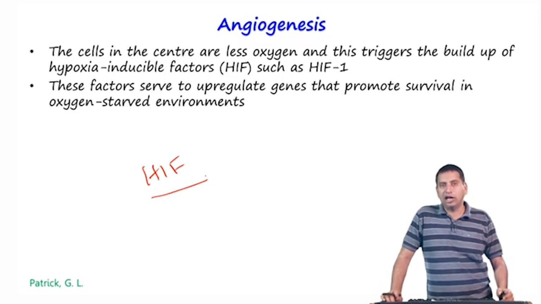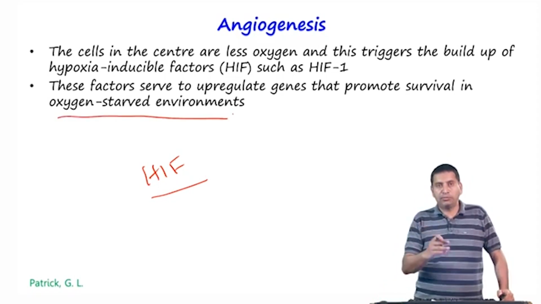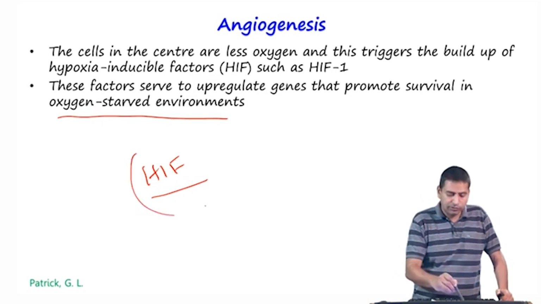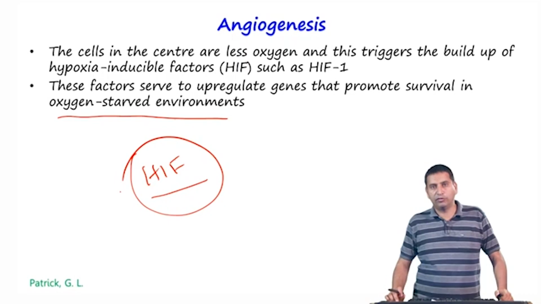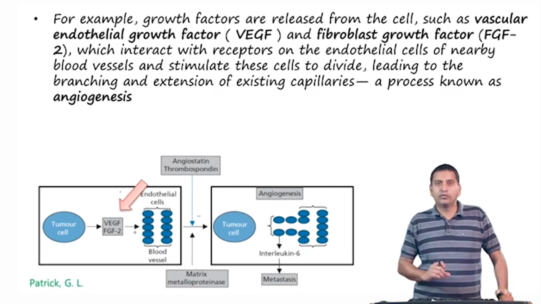So, these factors actually upregulate a number of genes that promote survival in oxygen starved environments. Normally, one would expect that if a cell is present in an oxygen starved environment for too long, it would die. But this set of proteins known as HIF, hypoxia inducible factors, play a crucial role in the survival of cancers in these oxygen starved regions. So, for example, growth factors are released from the cell, such as VEGF, which is vascular endothelial growth factor, and fibroblast growth factor, which is FGF2. These interact with receptors on the endothelial cells of the nearby blood vessels and stimulate these cells to divide, leading to branching and extension of the existing capillaries.